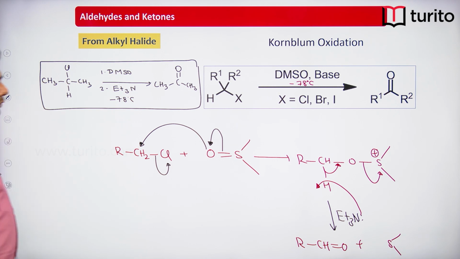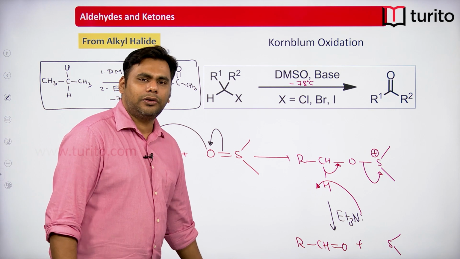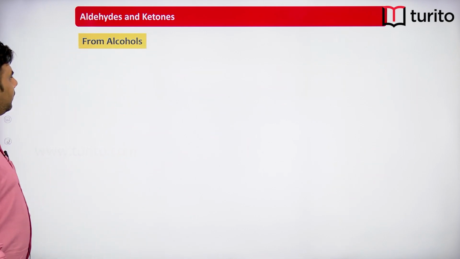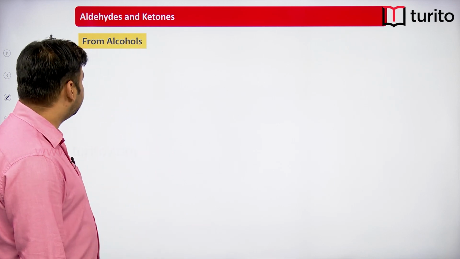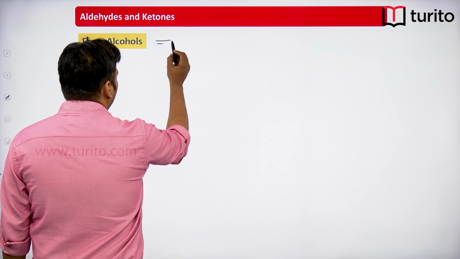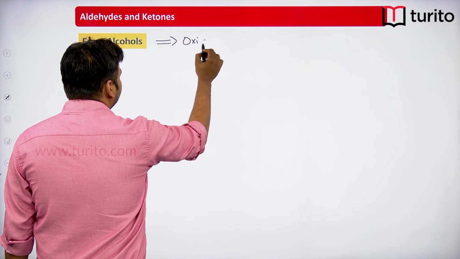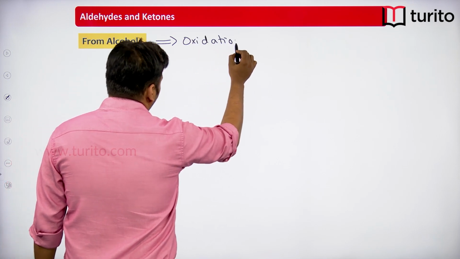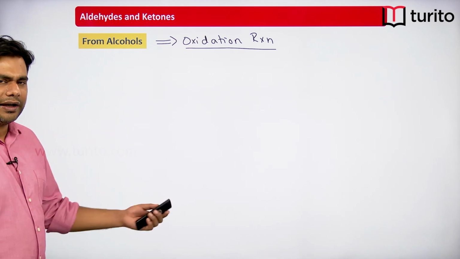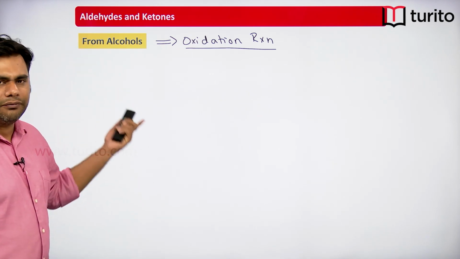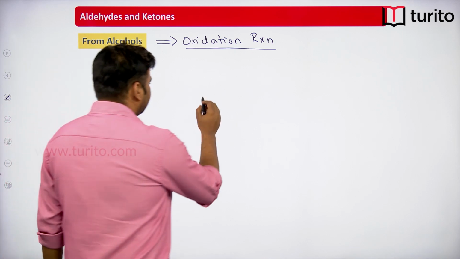Okay, so I hope this is clear to you. This is exactly similar to Swern oxidation. Now we can also carry out the preparation of aldehydes and ketones from alcohols. Now we have already studied that oxidation of alcohols gives us aldehydes or ketones. So basically it is the oxidation reaction that we need to study again. So again I am not going to revisit it. I hope you have memorized all the oxidizing agents.